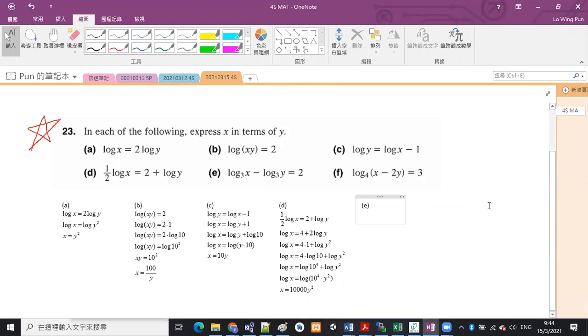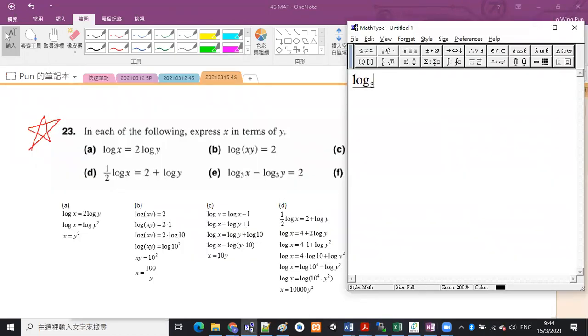Part E. So what if the base is not base 10? But I think it is exactly the same. Okay, so log x base 3 minus log y base 3 is equal to 2.